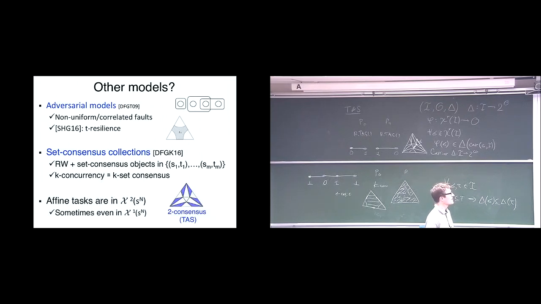It turns out that for test-and-set, we don't even need the second chromatic subdivision. We can work in the first one. So these are six triangles which you need to maintain to get a problem which is equivalent to the model with test-and-set, read-write plus test-and-set. Whatever you can solve in read-write plus test-and-set, you can solve by iterating this specific affine task.